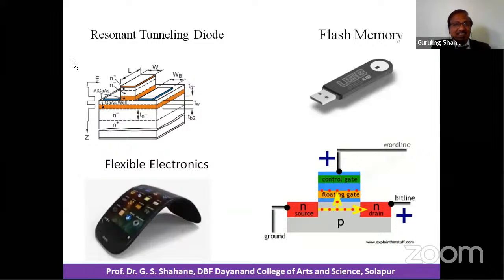Other devices, say tunneling diodes, resonant tunneling diode, which is possible because of that small tunneling barrier. Flash memory, in which there is a gate, and we can trap the charges in that floating gate because of that thin barrier only. Flexible electronics, by using conducting polymers or silver nanoparticle paint, which can be used as a connecting wire, you can have flexible electronic components also.